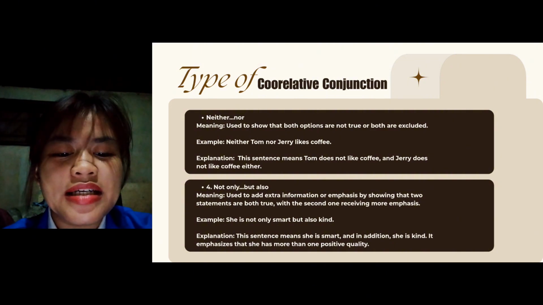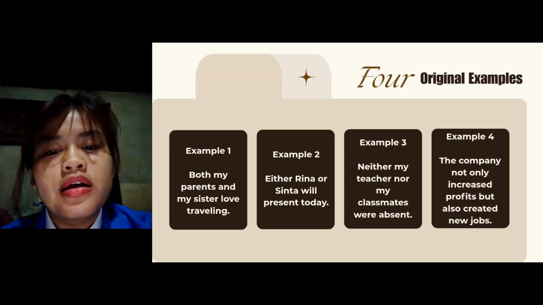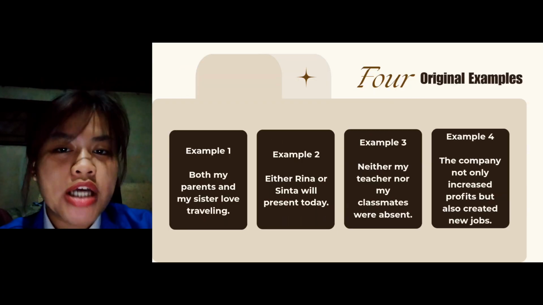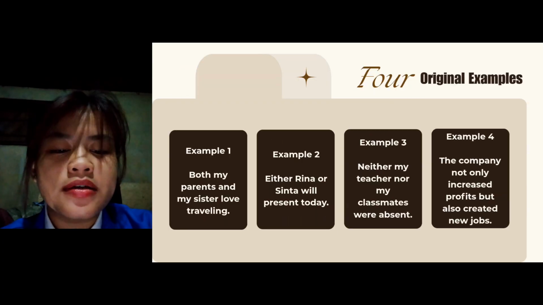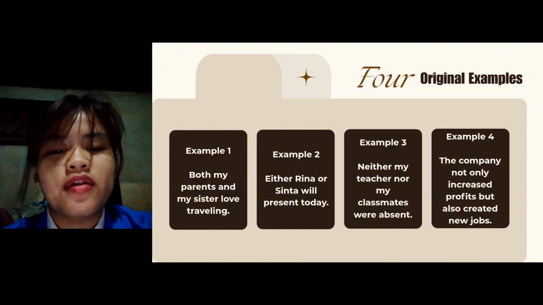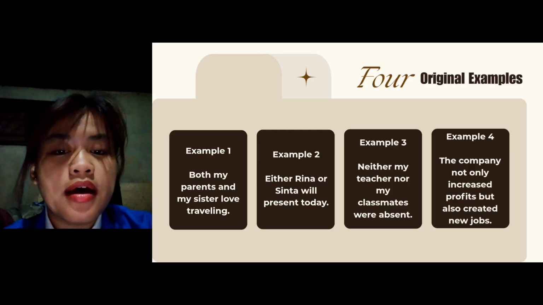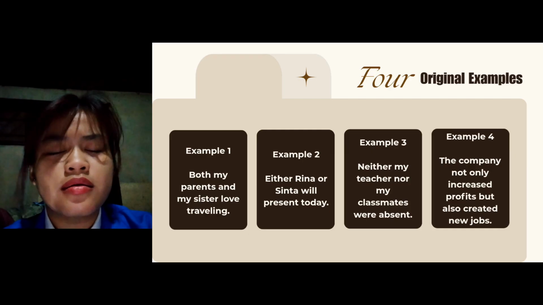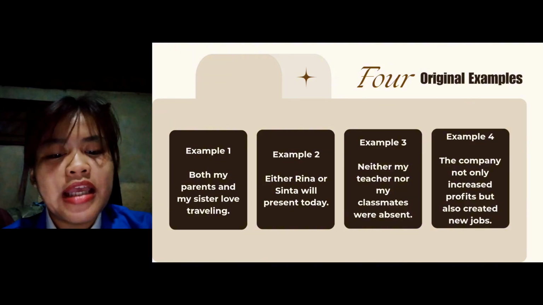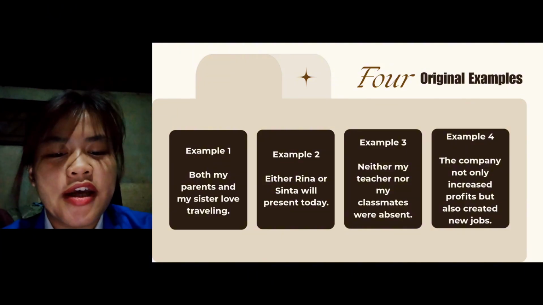It emphasizes that she has more than one positive quality. Then, 4 original examples. Example 1: both my parents and my sister love traveling. It shows that the parents and the sister love traveling. Example 2: either Rina or Sinta will present today.